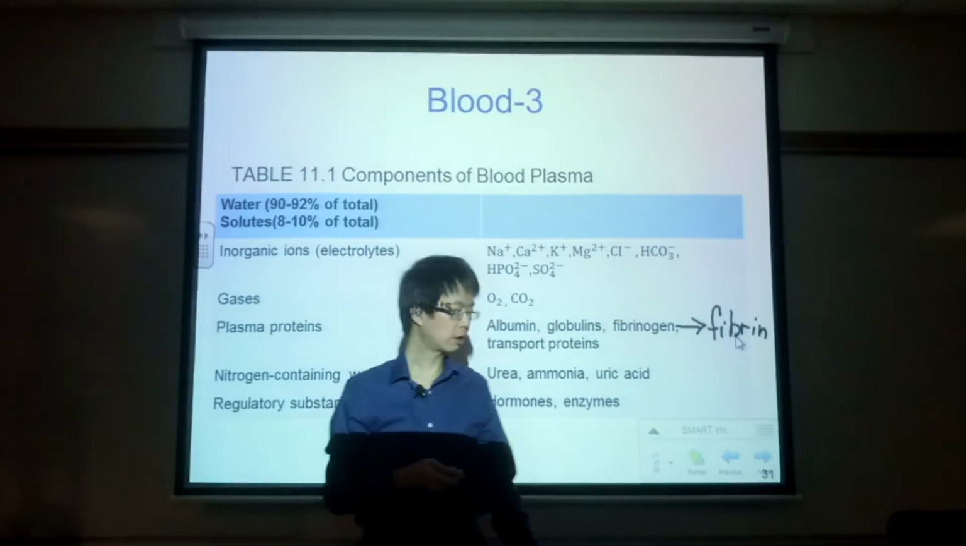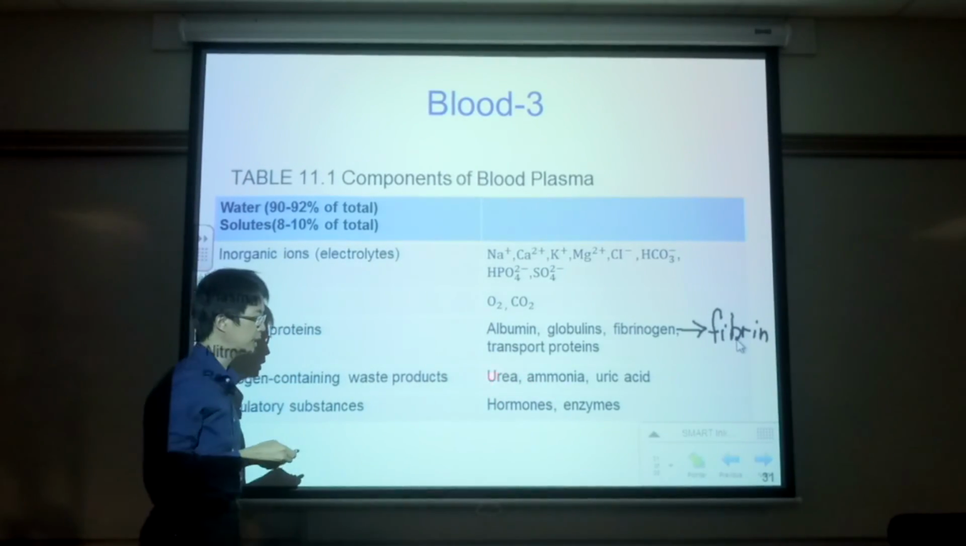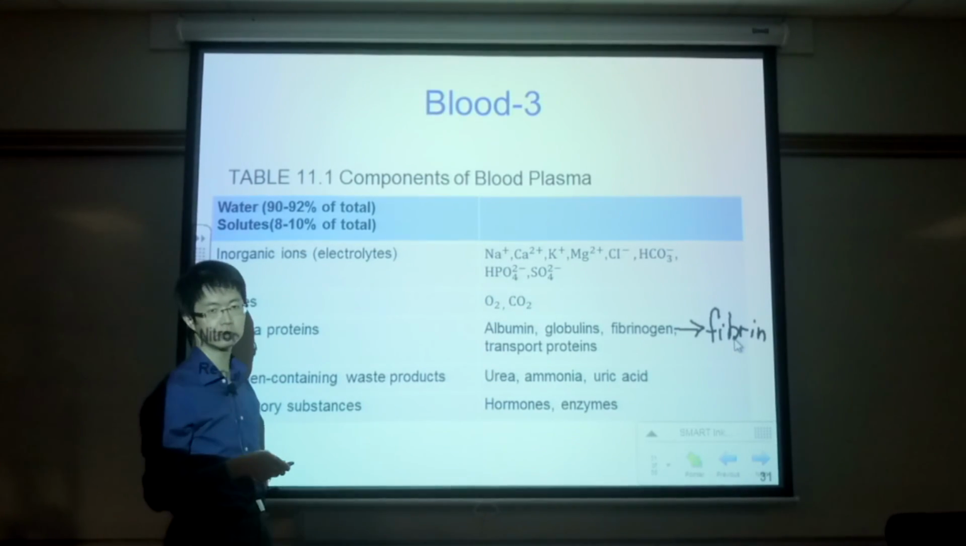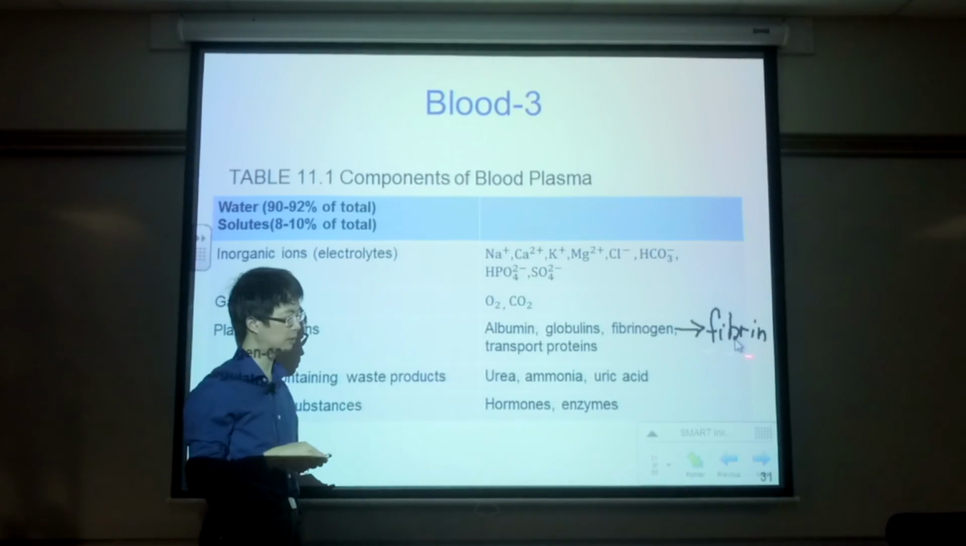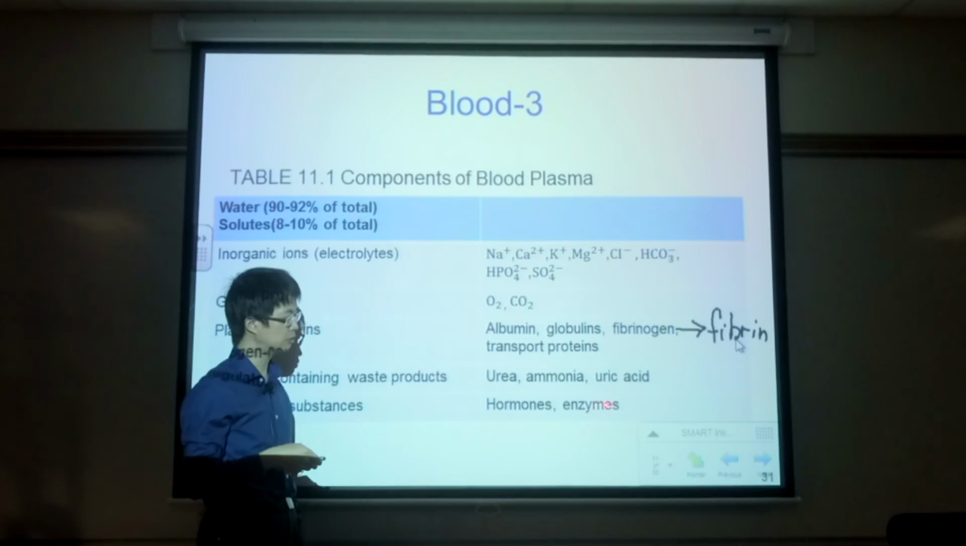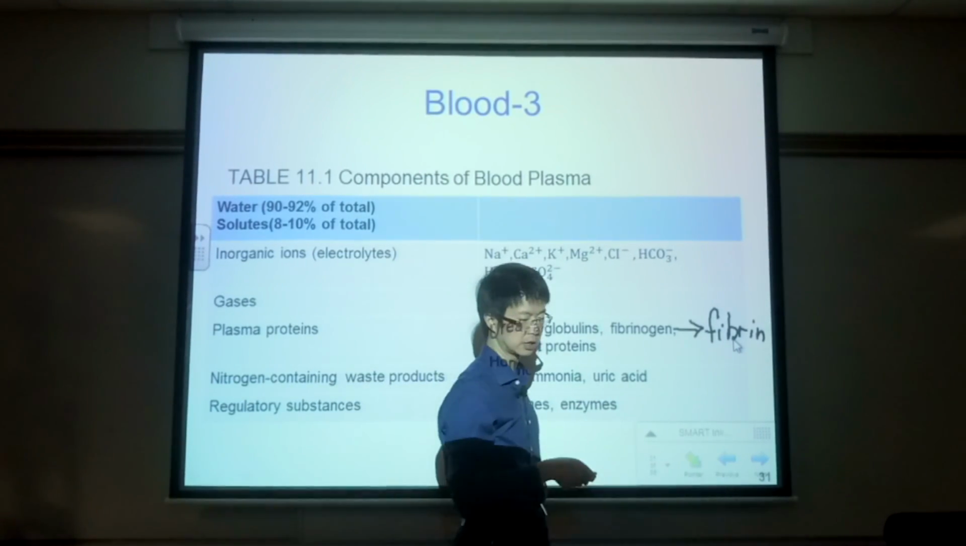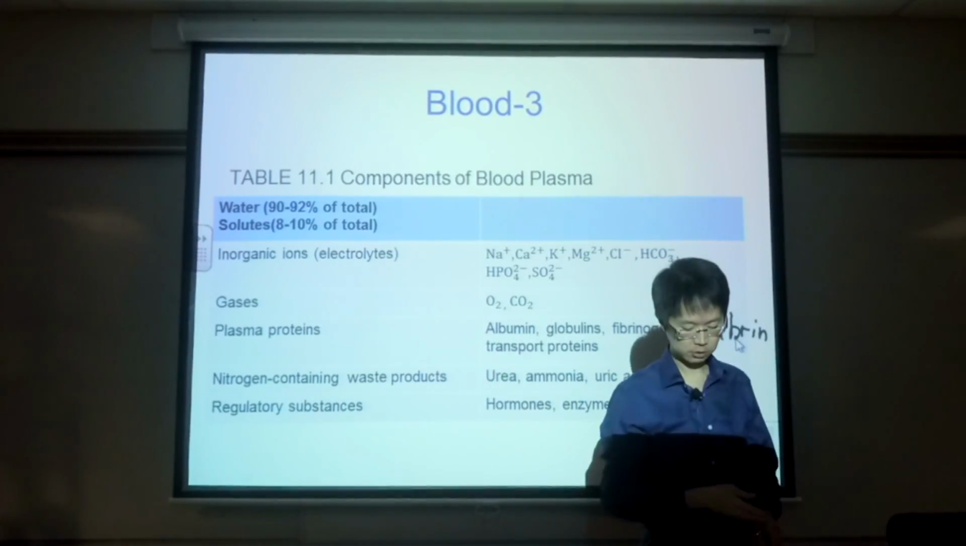Your blood also contains metabolic waste: urea, ammonia, and uric acid. And then we have regulatory substances like hormones and enzymes. Hormones, you can have protein hormones, you can have steroid hormones. Enzymes are also proteins. An enzyme can be a digestive enzyme, and so on and so forth.